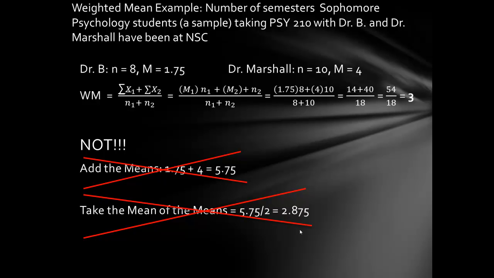Now, I will say that if you have equal sample sizes, taking the mean of the means will give you the correct answer. But just to err on the side of caution, anytime you're combining samples, just use the weighted mean formula. It's always correct, even if you have equal sample sizes.